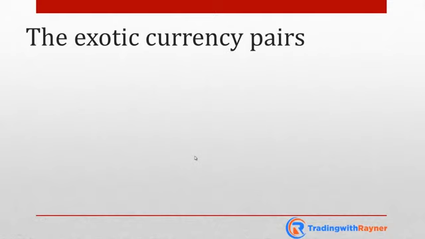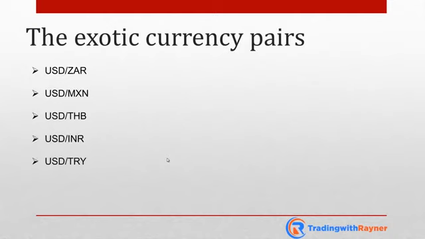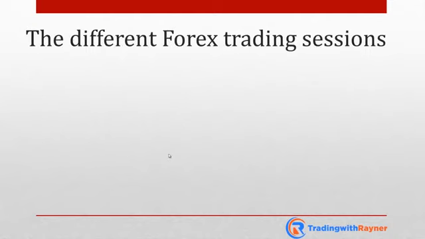What about exotic currency pairs? These are usually currency pairs which are thinly traded. They have a wider bid-ask spread, and the swings in this market can be more volatile as well. Some examples are dollar against the South African rand, dollar against the Mexican peso, dollar against the Thai baht, dollar against the Indian rupee, dollar against the Turkish lira.